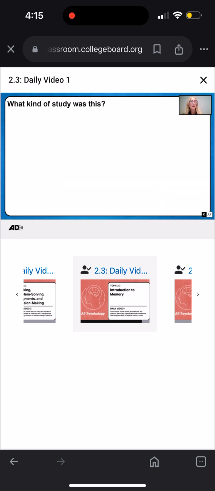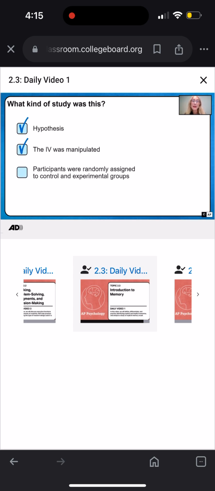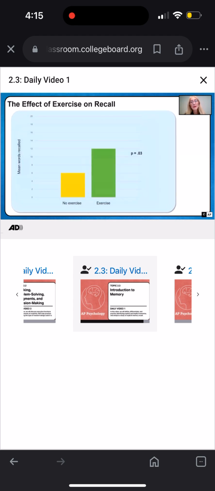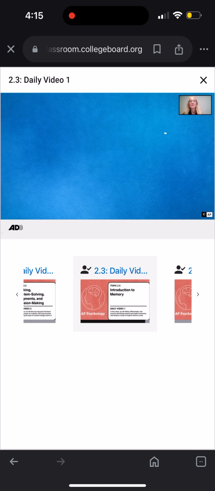So what kind of study was this? There was a hypothesis. The independent variable was manipulated. Participants were randomly assigned to either a control or an experimental group. The dependent variable was measured. And this looks very much like an experiment. With experiments, we can make causal statements. We can come to the conclusion that acute exercise prior to learning does indeed enhance recall.